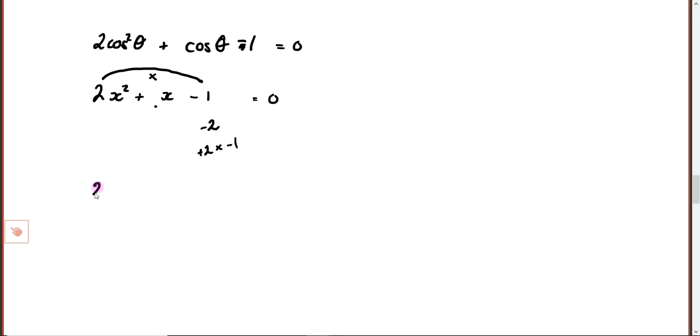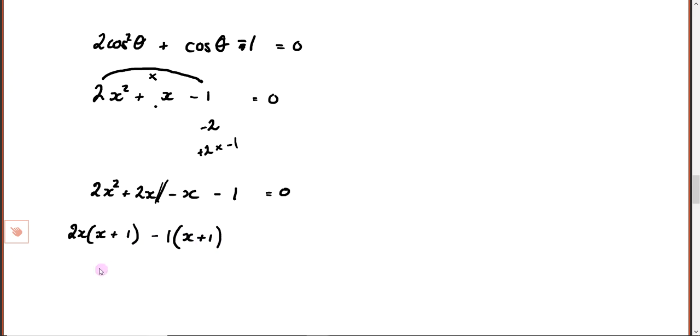So then that becomes 2x squared plus 2x minus x minus 1 equals 0. Splitting it gives 2x and x plus 1, and this becomes minus 1 lot of x plus 1. Which is then 2x minus 1 multiplied by x plus 1. And what do you do at that point?